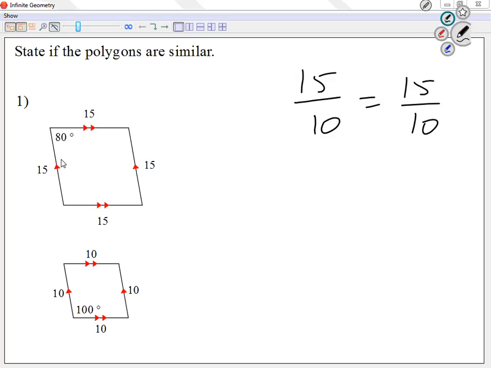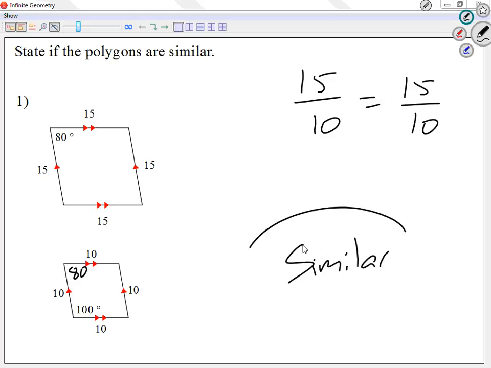Now for my angles, I notice this 80 on the top corner should copy over here, on the corresponding spot. I know per parallelograms, two adjacent angles have to add up to 180. So that means it's okay. So I'm going to say this is similar. Remember, my angles have to be congruent, and my sides have to be proportional. So any questions on the first 4? Number 2.